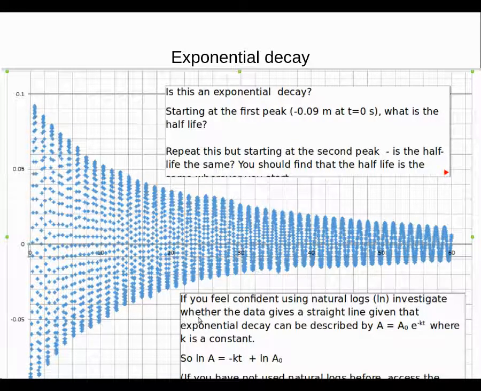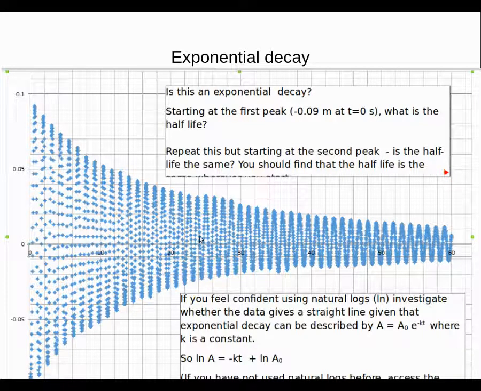Okay, for this particular activity, you don't need to use natural logs or anything, but in the second year, we will be moving on to equations of this form: A equals A naught e to the minus kt, A being the amplitude at time t, given that you started with amplitude 0 at t equals 0. So obviously not all of you are used to seeing exponential decay, but this is just the form of the equation that will be coming up.